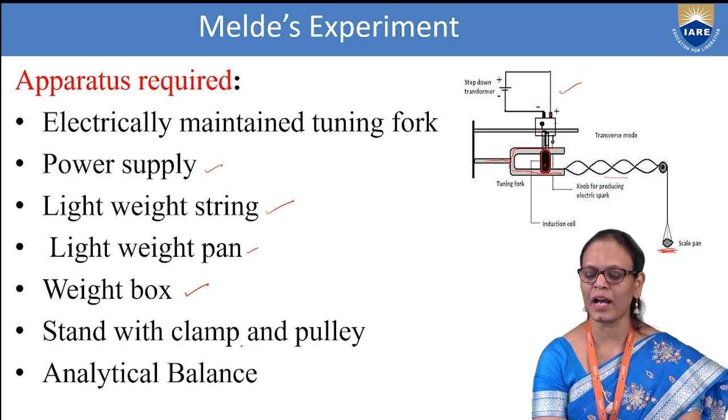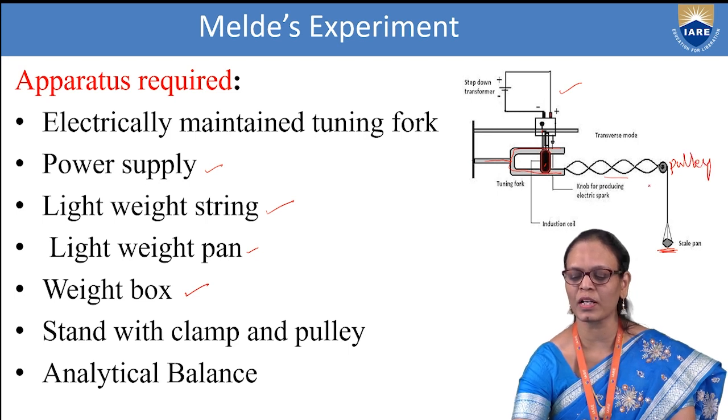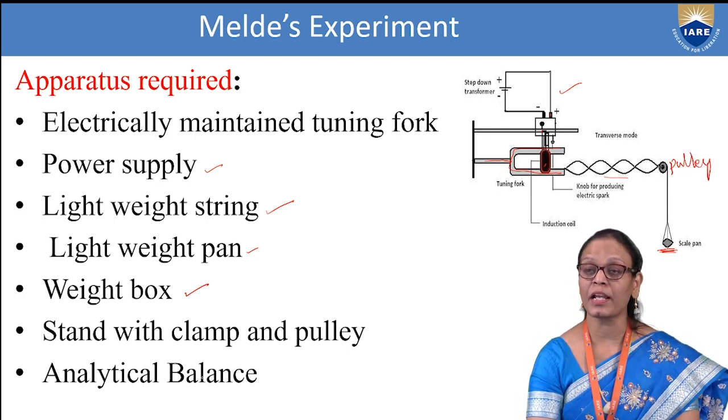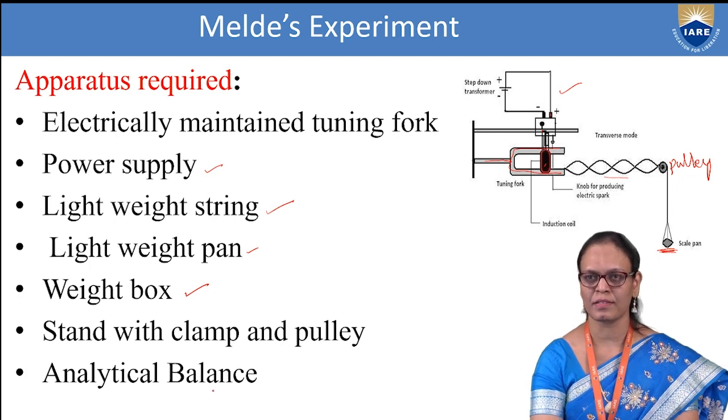Then a stand with a clamp and a pulley. This is the pulley here. We need a stand. If you have to put it on a table, we need a clamp also. And an analytical balance. This balance is to measure the mass of the string and the mass of the pan. We will measure using the analytical balance.